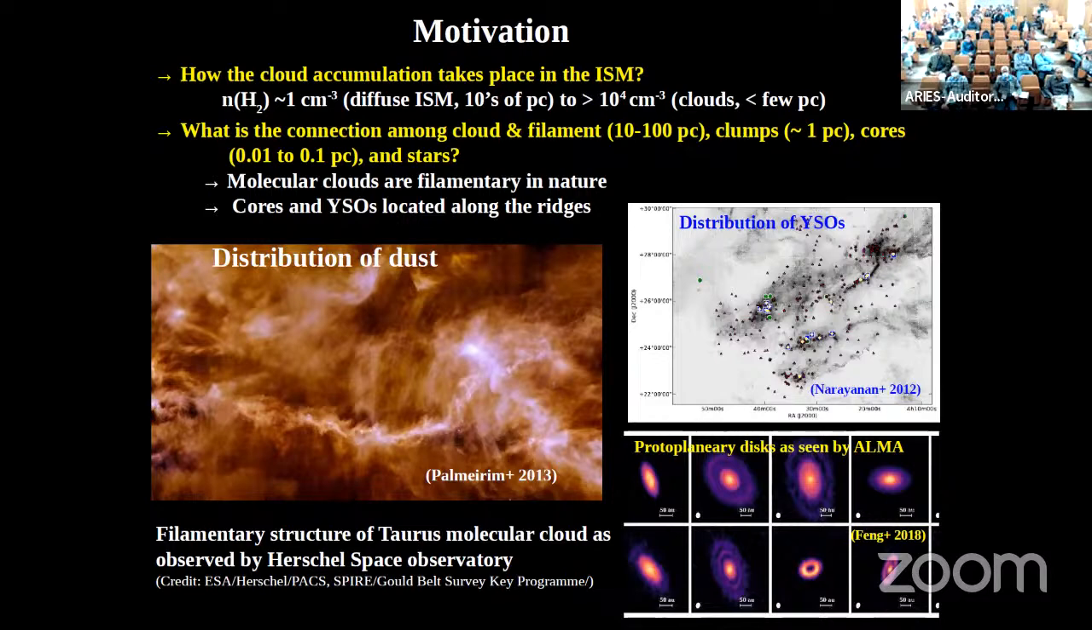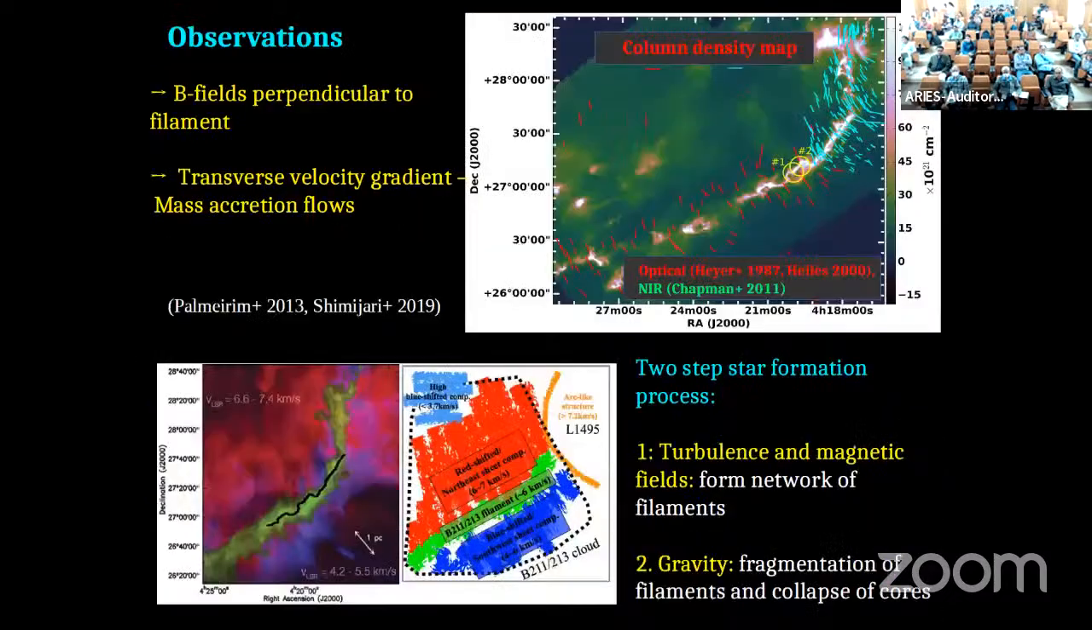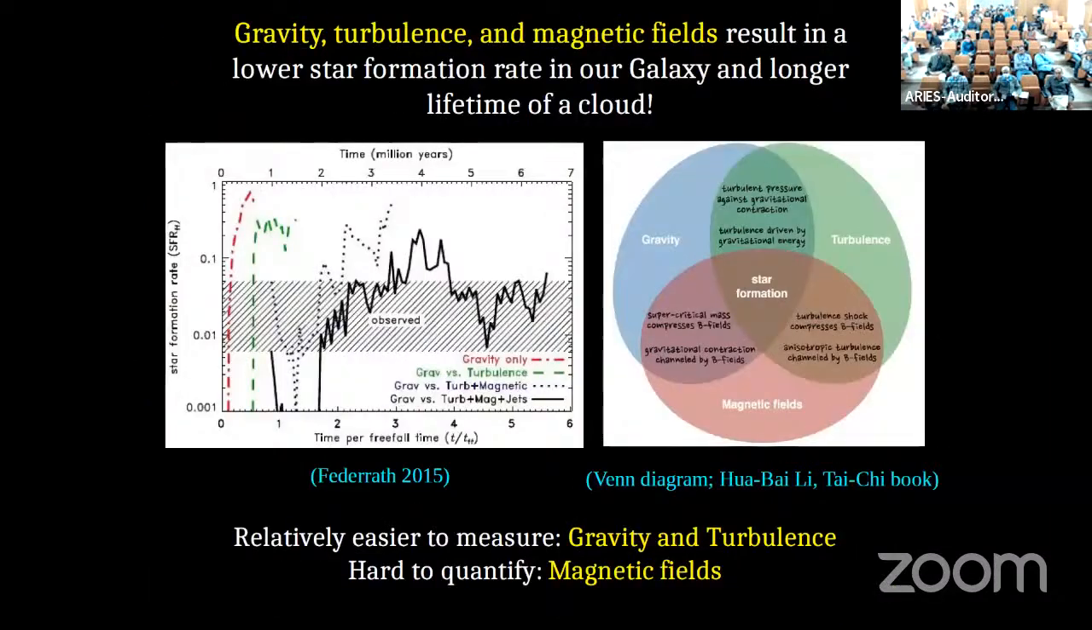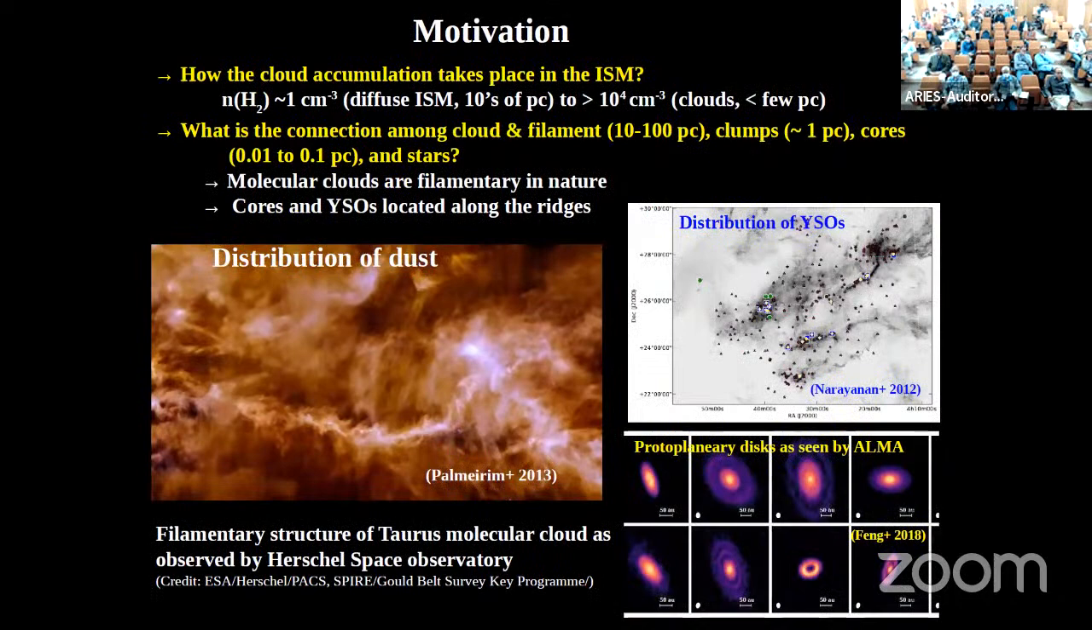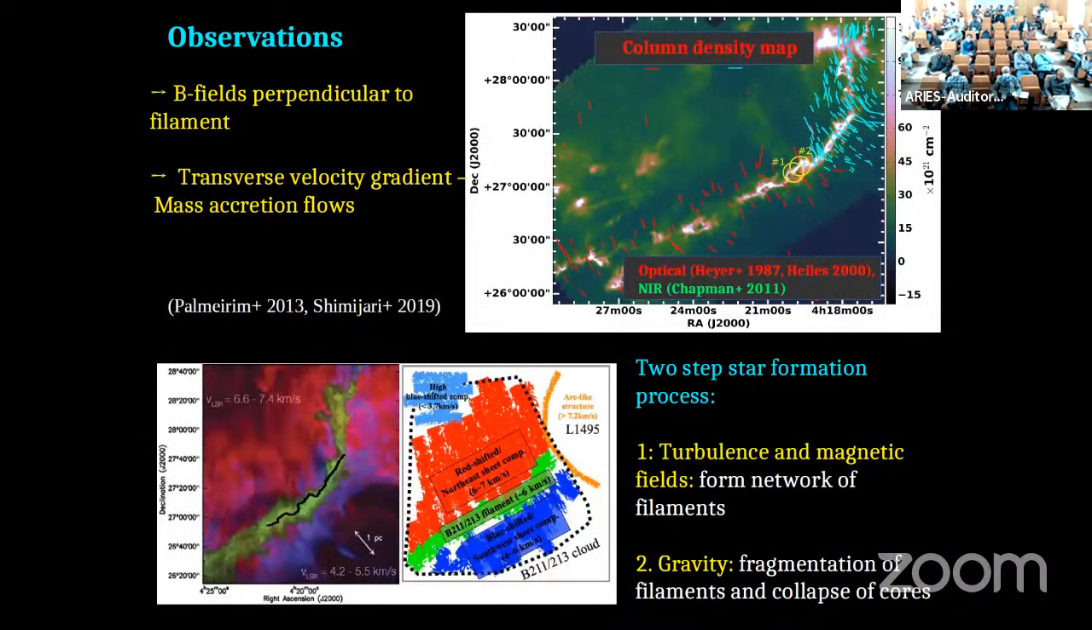So it indicates that there is a direct relation between the molecular clouds, filaments, cores, and stars. And the high resolution recent observations also show that the protostellar disks are well resolved, and these are the locations where the planets can form in the later stage. And in order to shed some light on how these clouds actually get accumulated and then form the filaments, we should look at the observational signatures.